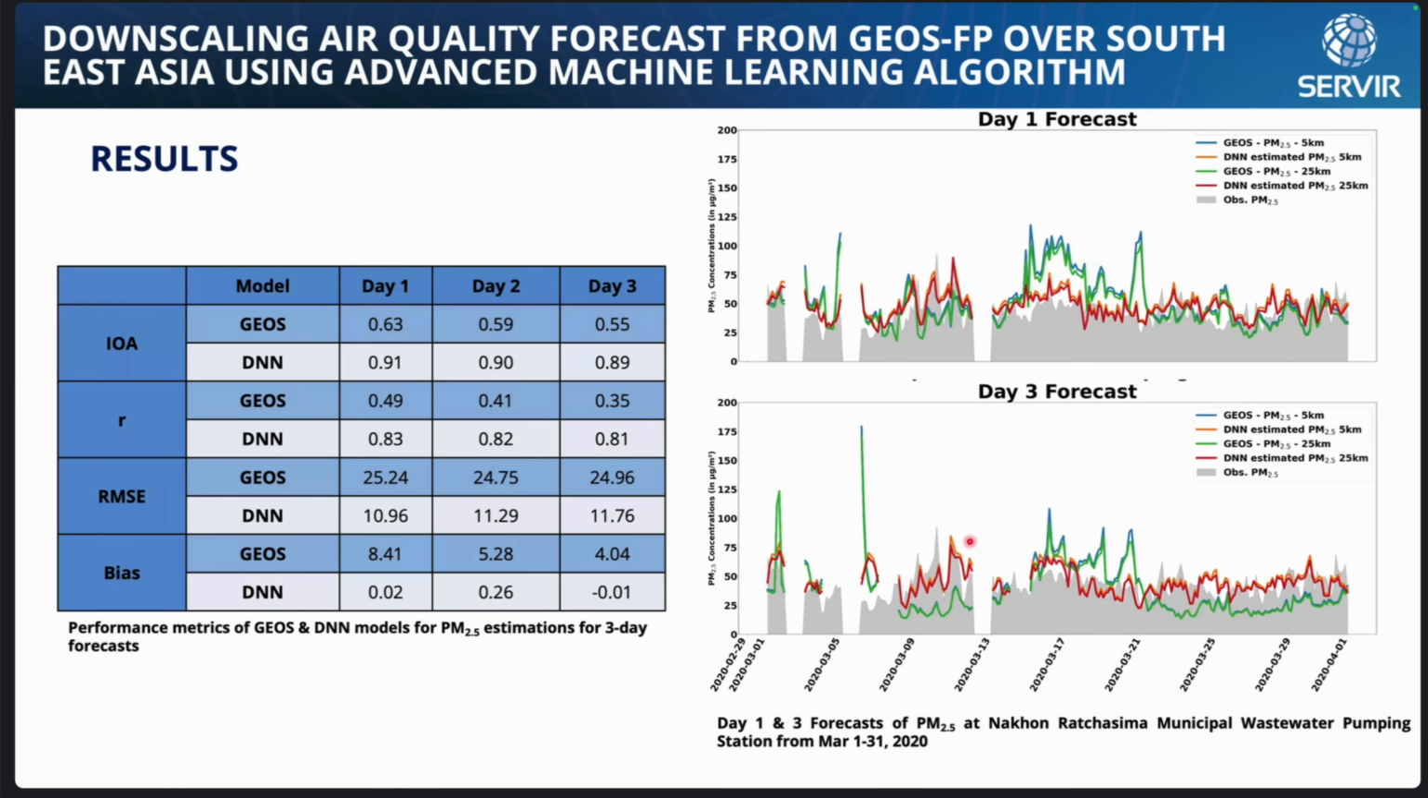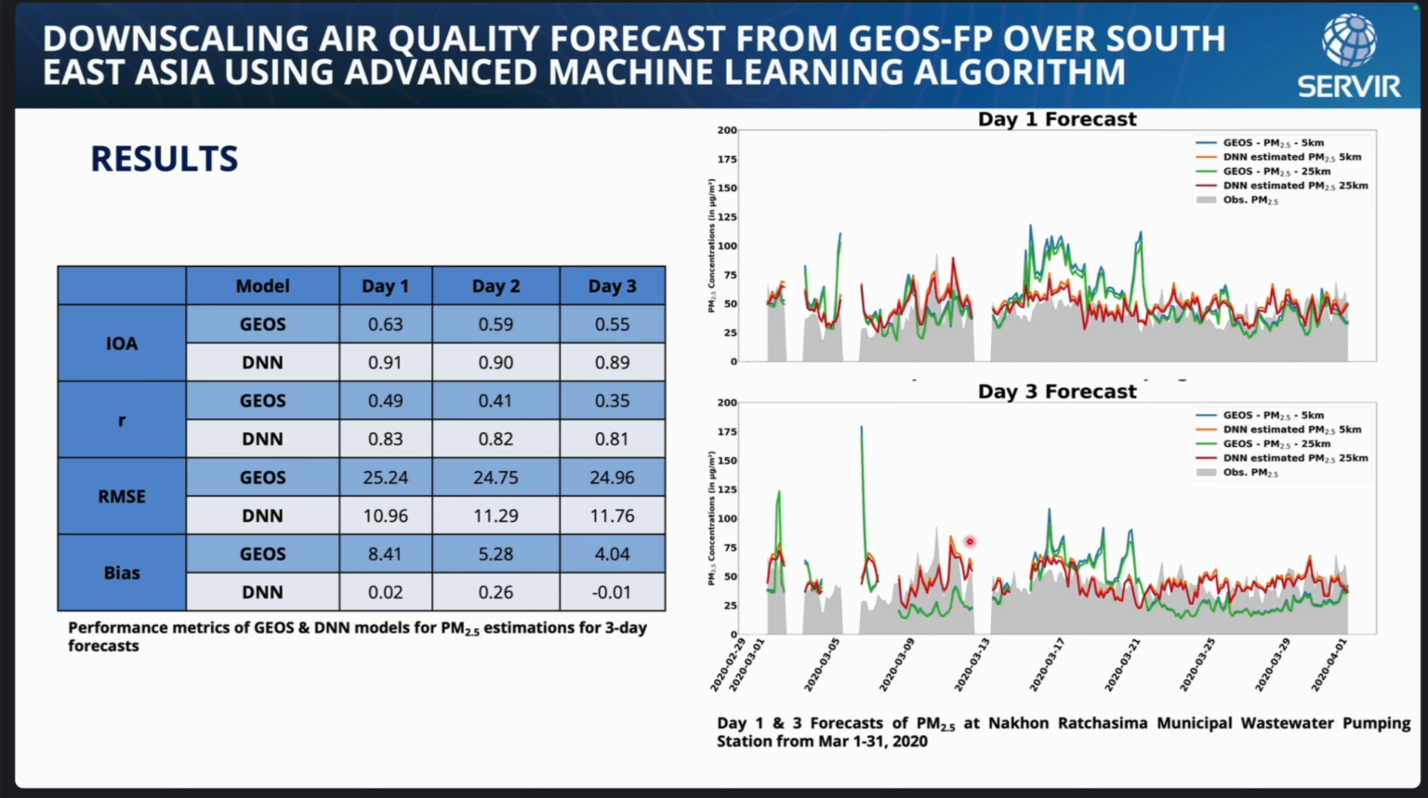Since this is a 3-day forecast, I wanted to highlight how well the model performs up to the third day of the forecast. On the left, there is a table of statistics for the model performance, which shows that for all 3 days, the DNN model was consistent in forecasting PM2.5. On the right, on the top, is a day 1 forecast time series from March 1 to March 31, 2020 at Nakhon Ratchasima Municipal Waste Water Plant pumping station.